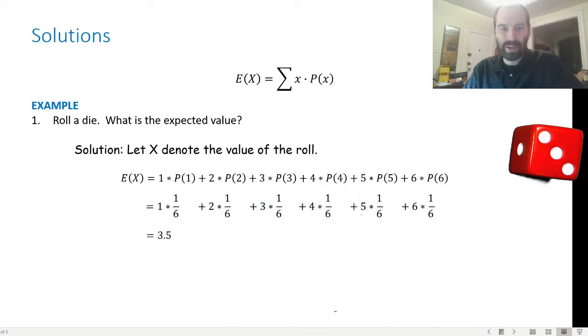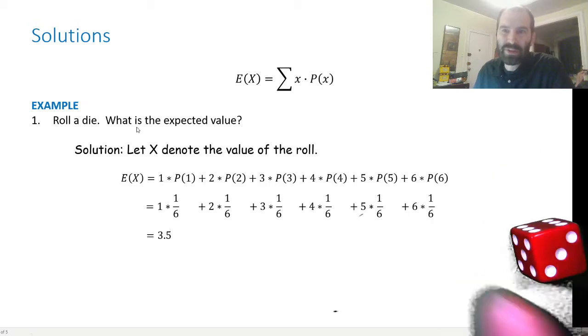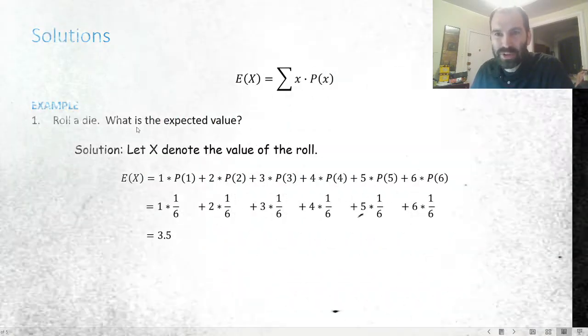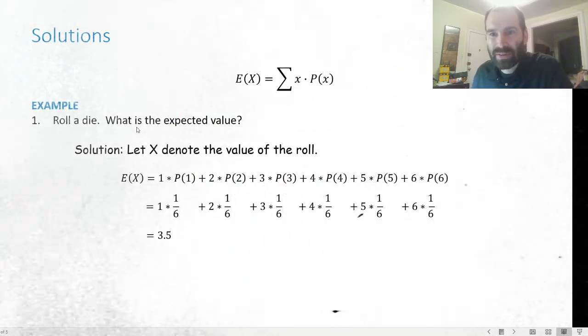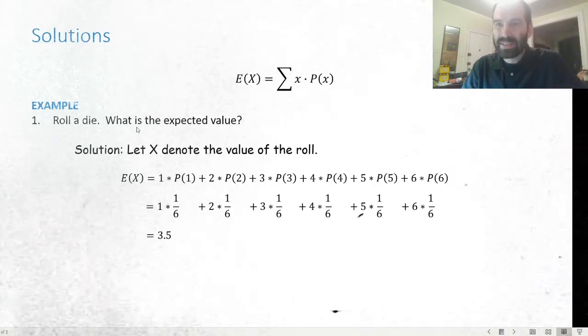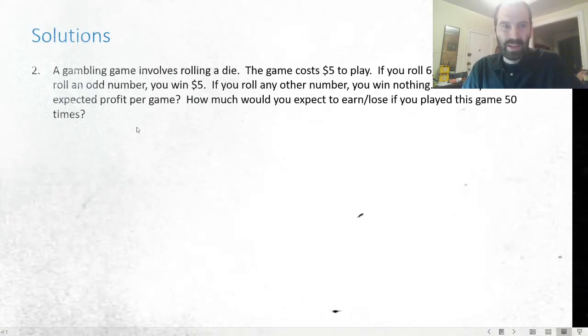What do I get? I get 3.5. That is the number that falls right in the middle. If you listed the numbers 1 through 6, 3.5 is dead in the middle. So that should make intuitive sense. Let's do another one.